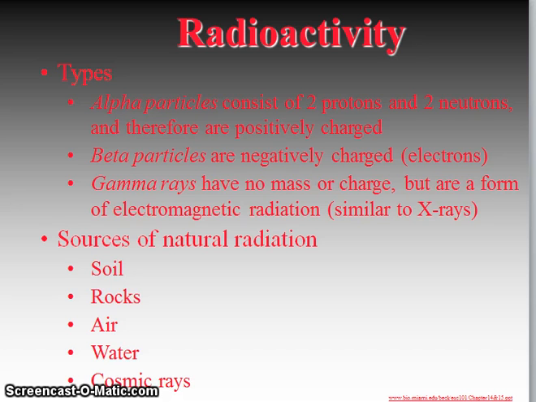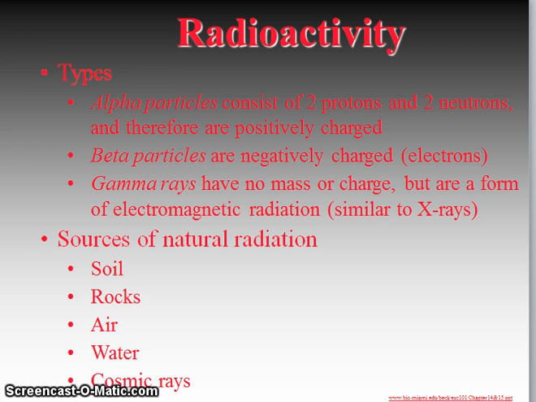Radioactivity types. What's emitted from radioactive decay? Alpha particles. Alpha particles are made of 2 protons and 2 neutrons. So these are positively charged radioactive decays. Beta particles are negatively charged. Gamma rays have no mass or charge but are a form of electromagnetic radiation.